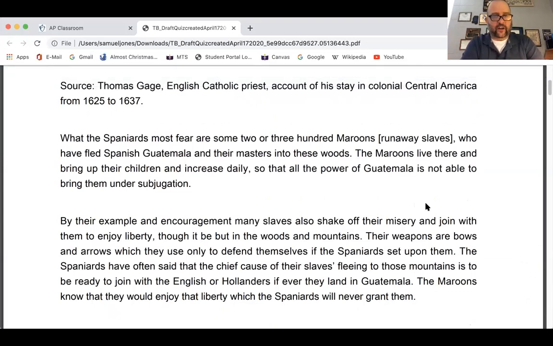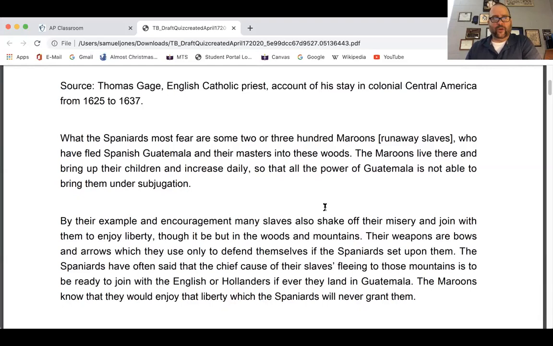What the Spaniards most fear are some 200 or 300 Maroons, runaway slaves, who have fled Spanish Guatemala and their masters into these woods. The Maroons live there and bring up their children and increase daily, so that all the power of Guatemala is not able to bring them under subjugation. By their example and encouragement, many slaves also shake off their misery and join with them to enjoy liberty, though it be but in the woods and mountains. Their weapons are bows and arrows, which they use only to defend themselves if the Spaniards set upon them. The Spaniards have often said that the chief cause of their slaves fleeing to those mountains is to be ready to join with the English or Hollanders if they ever land in Guatemala. The Maroons know that they would enjoy that liberty which the Spaniards will never grant them.